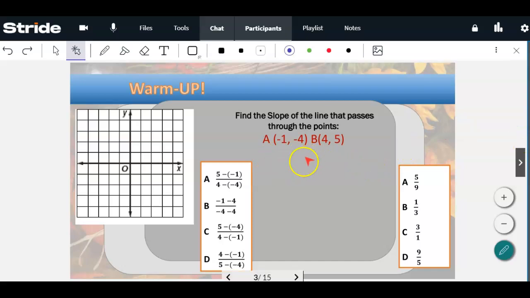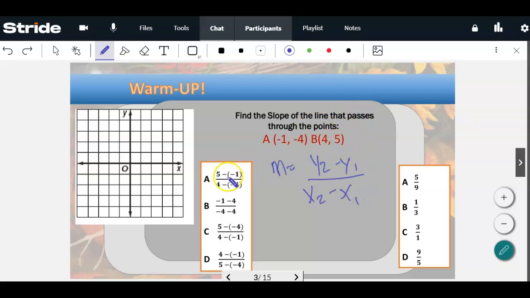There are different ways to look at it. This is just using the formula. Remember what the formula is? It's on your star reference chart. It is the change in y over the change in x, so y2 minus y1 over x2 minus x1.